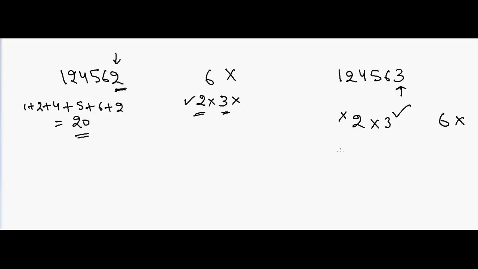Another modification we can make is add another 3 here. So if I write 1 2 4 5 6 6, then this is both even, and the sum will still be divisible by 3. So we have 2 times 3, it passes the test both for 2 and 3. So therefore it should be divisible by 6. So that's how we do the test for divisibility by 6.